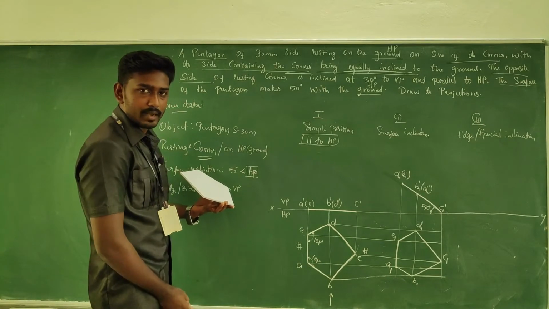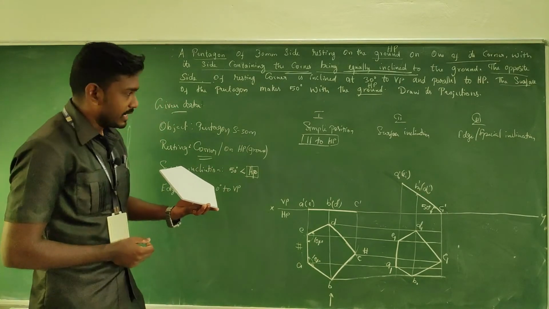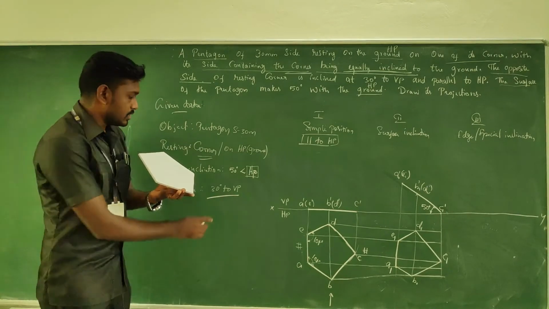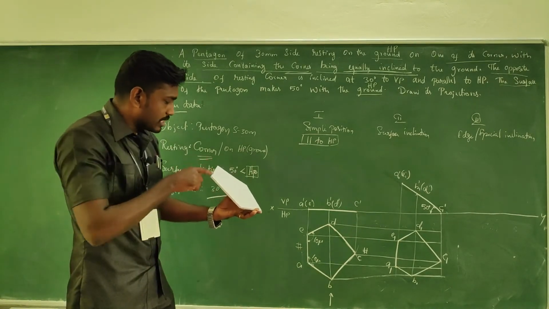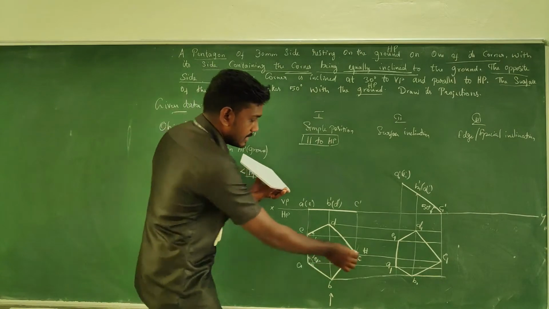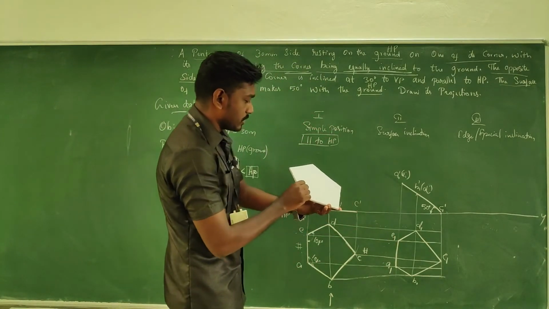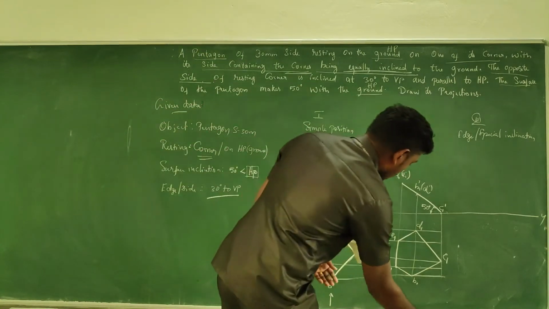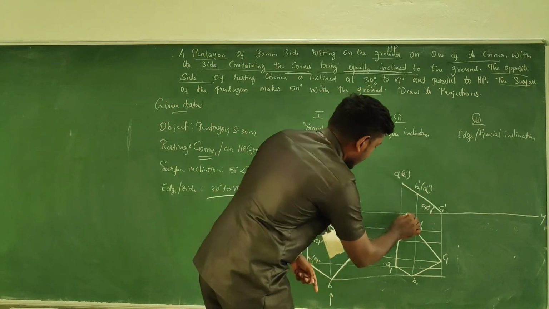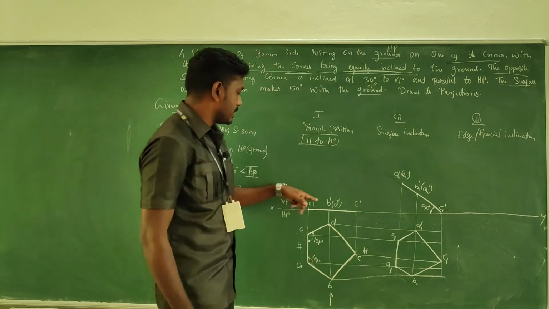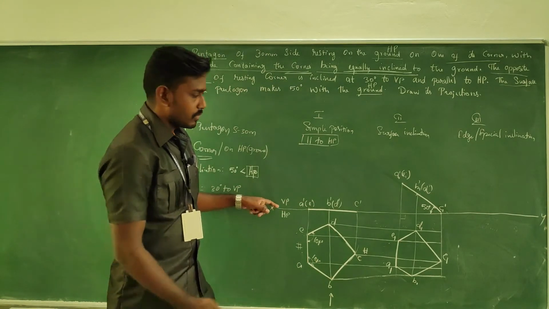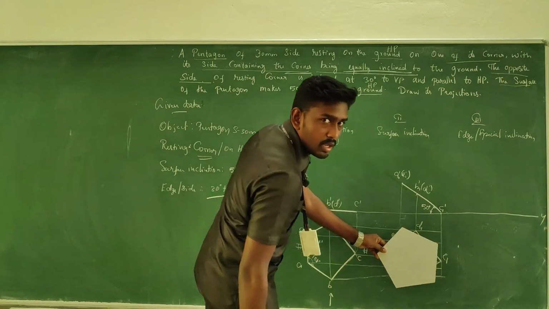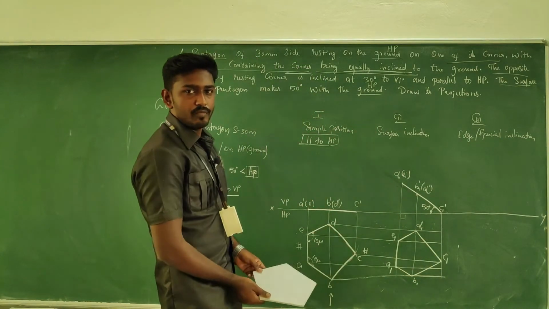is the opposite side. This side should be tilted at an angle of 30 degrees to VP. This side should be tilted. That means this side AE should be tilted something like this, for which we have to take the trace. So it is so easy. Now see, this AE is just kept at 90 degrees with VP. Tilt the object like this. It becomes inclined to VP, right?